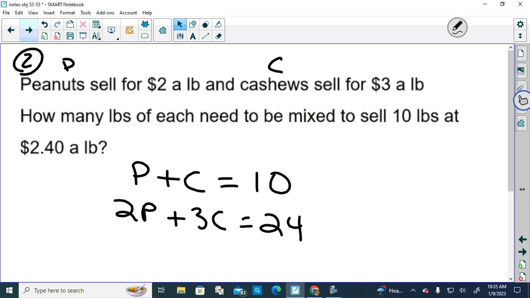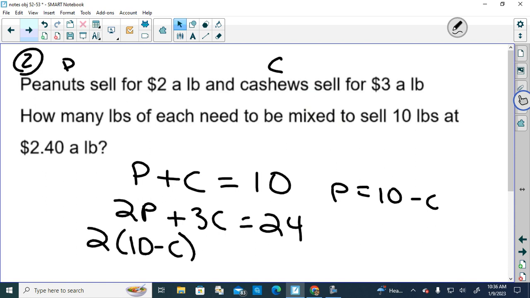Again, it doesn't matter if you solve for P or C, you just need to go back and see which one, but this one needs both. So we have to solve for both of them. I'm just going to get P by itself. I would move this over to the other side, so P is equal to 10 minus C. And then we would plug it in, so I'd have 2 times 10 minus C plus 3C equals 24.